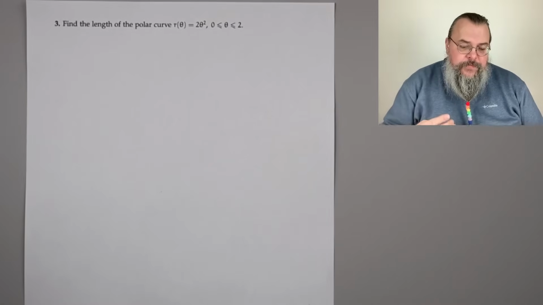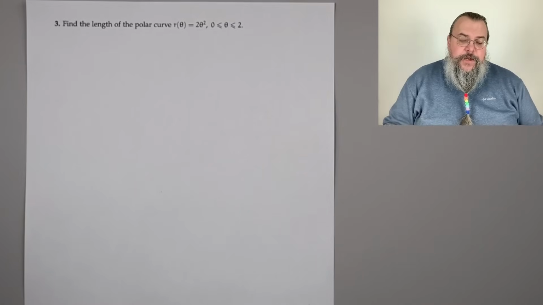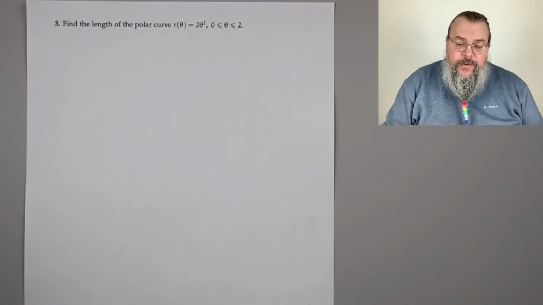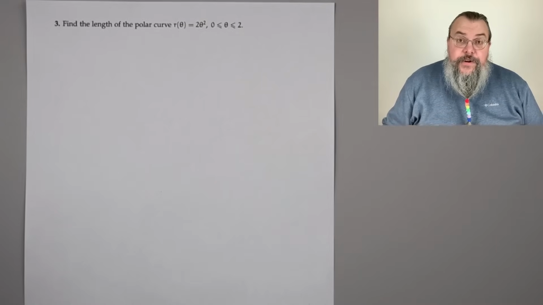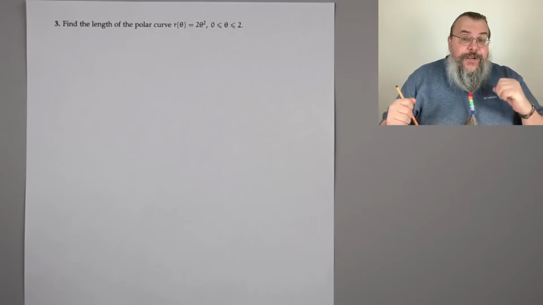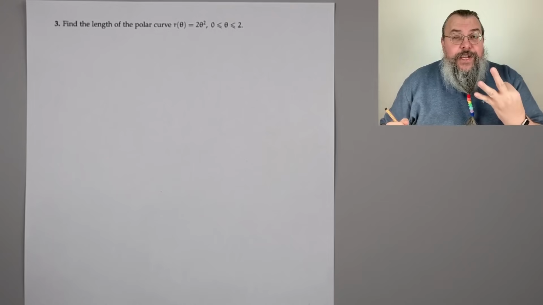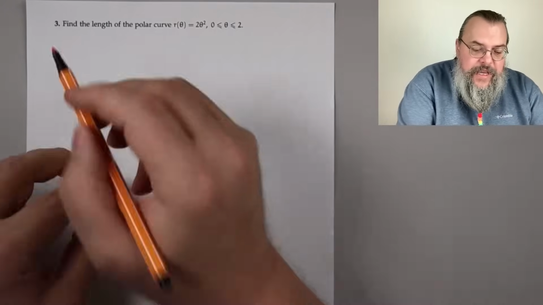Number 3. Find the length of the polar curve r of theta equals 2 theta squared, and theta goes 0 to 2. Now, it turns out length is interesting because we do it 3 times. So what are our 3 cases?